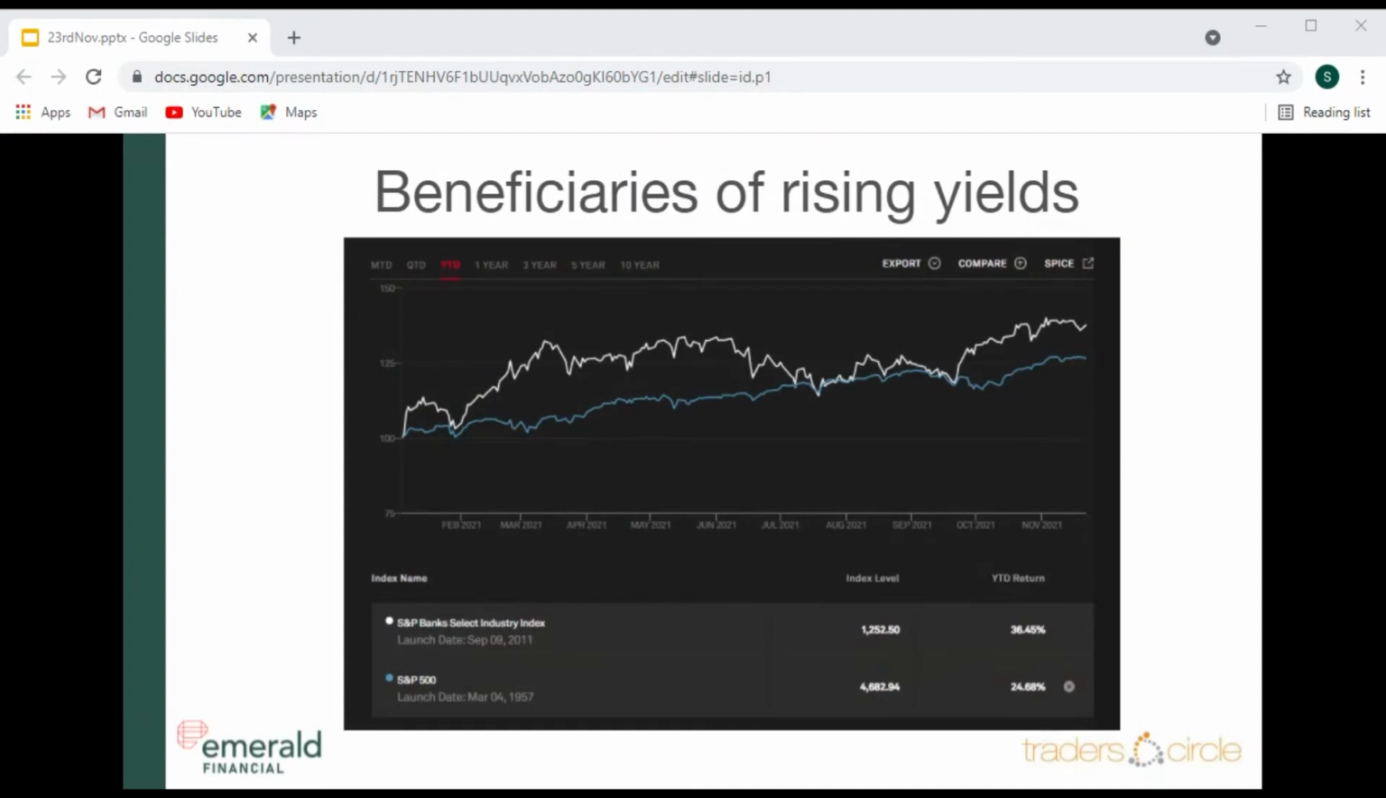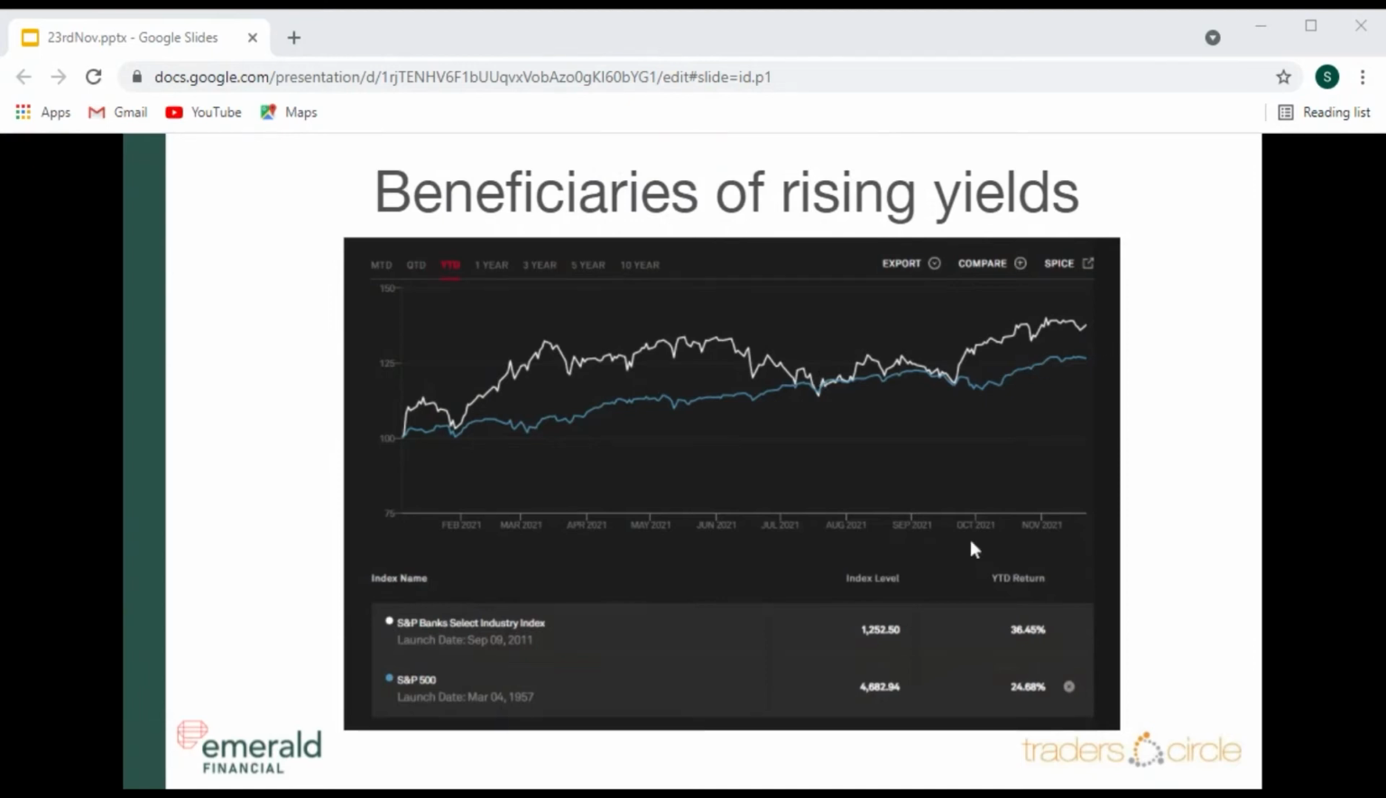So this is the US banking index, this white line here. And this is the S&P 500 as the light blue line over the past year to date, or the past 11 months. And we can see that the US banking index has actually outperformed the overall US market index by quite a bit. So the US banking index is up by 36.5% over the 11 months.